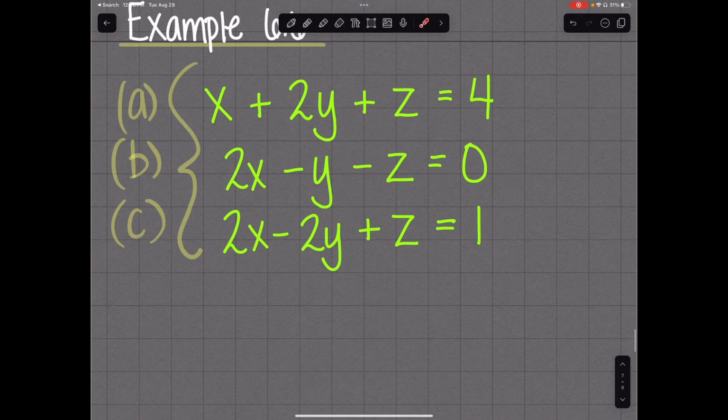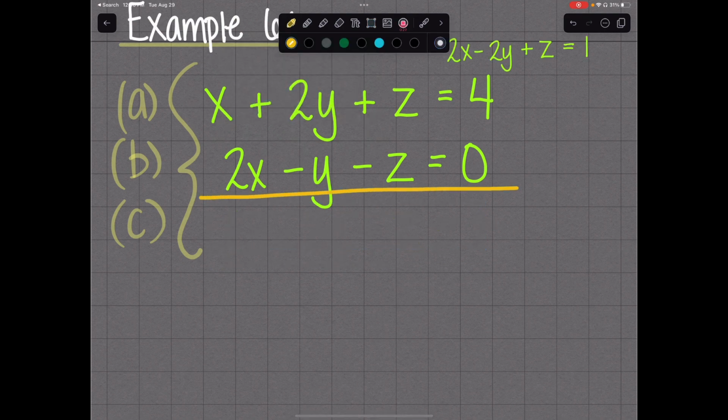All right, and we're going to do that again. The first thing we're going to do is eliminate z. Why are we going to eliminate z? Because it's all by itself, and if we just add a couple of those together, then we can get a new equation where we eliminate z. So let's just move equation C out of the way for a little bit. I'm going to add these 2 equations together.